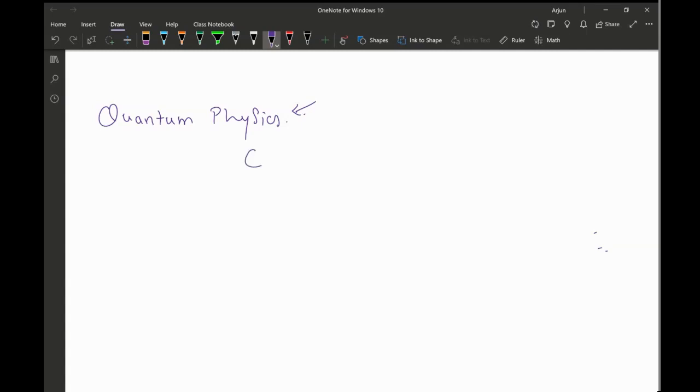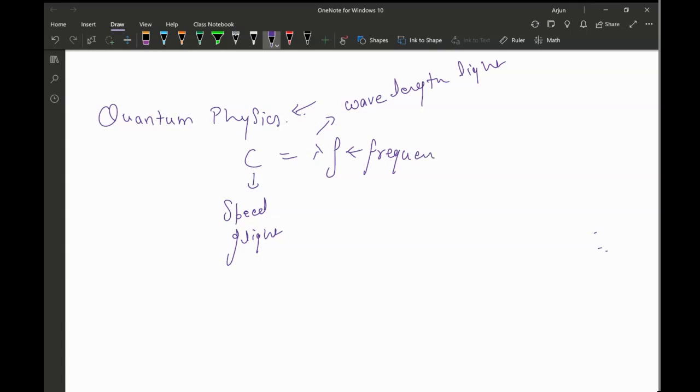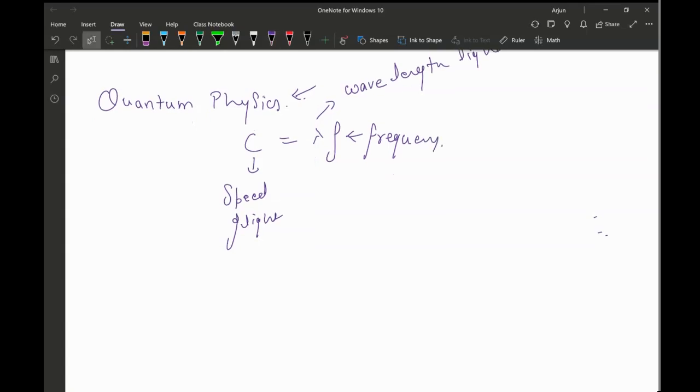So the first formula we're going to use is C equal to lambda times frequency. C is the speed of light, lambda is the wavelength of light, and f is the frequency. Now, speed of light, we assume it as constant, 3.00 times 10 raised to the power 8 meters per second, and somewhere you will also find it as 2.98 times 10 raised to the power 8 meters per second. You can use any one of these. It's not going to make a lot of changes to your answer.